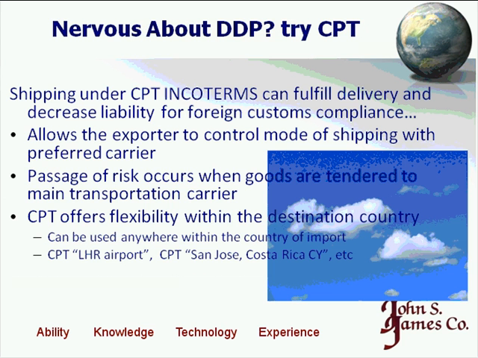Also, when you ship on CPT, it allows you to control the mode of shipping with a preferred carrier. Let's say you prefer one steamship line or airline carrier over another. The passage of risk, you're better off with this Incoterm. The passage of risk for CPT terms occurs when the goods are tendered to the main transportation carrier. By main transportation carrier, that is normally the steamship line or the airline, whoever's responsible for the main carriage of that shipment. And again, CPT also offers you the flexibility within the destination country. It can be used anywhere.